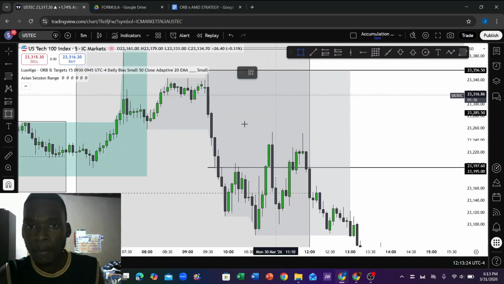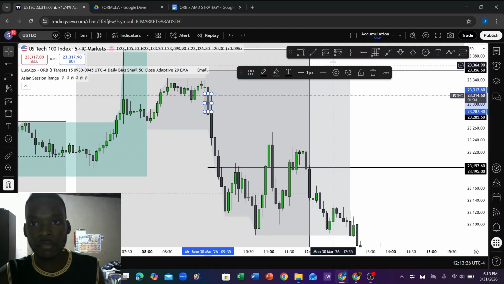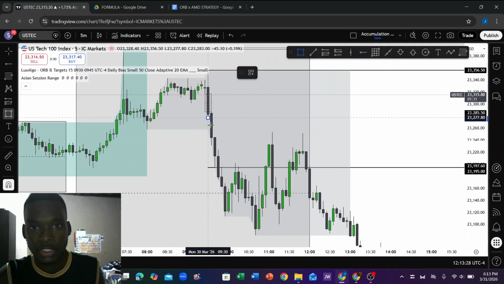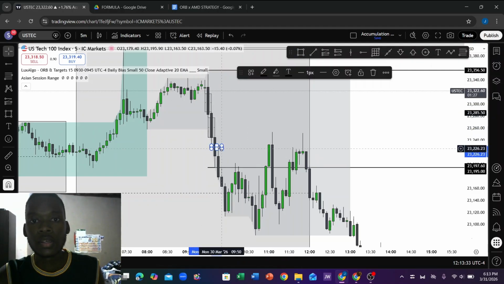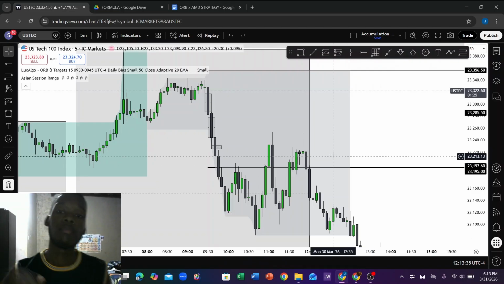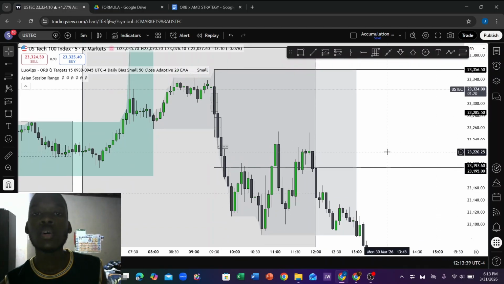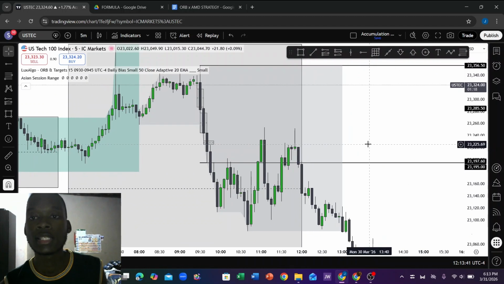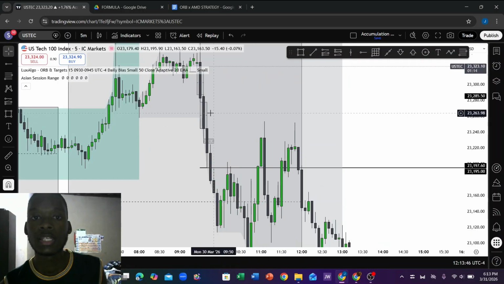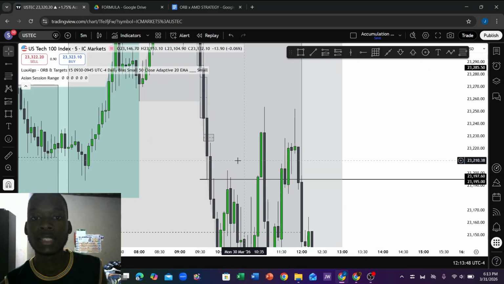So price has left a lot of fair value gaps right here. It has left this fair value gap, this fair value gap, this fair value gap. So which fair value gap are we taking? We only take fair value gaps that are inside the range. So we are going to look for the fair value gap that price respects.